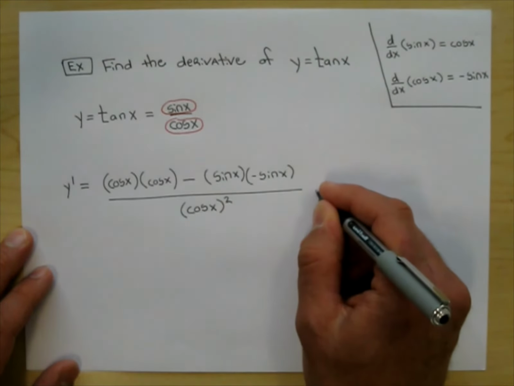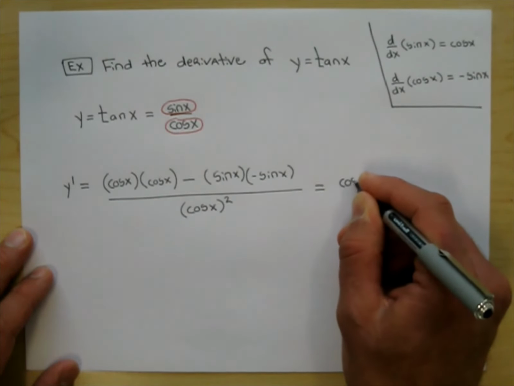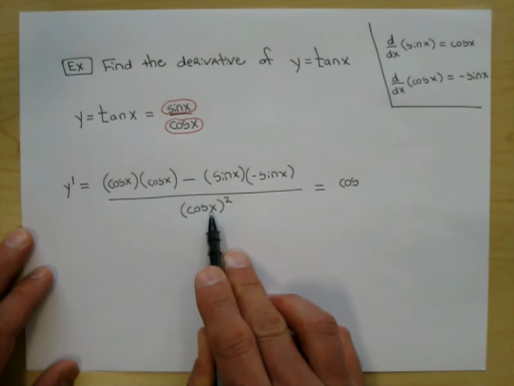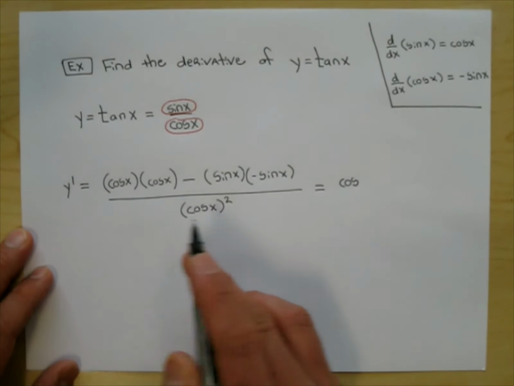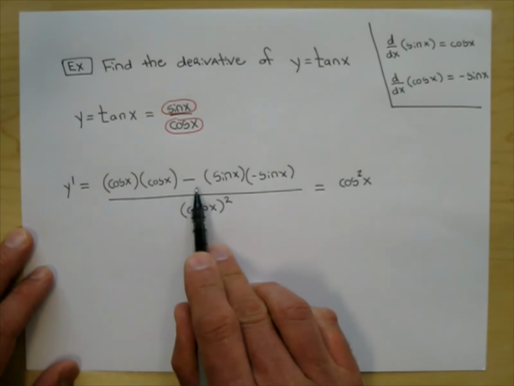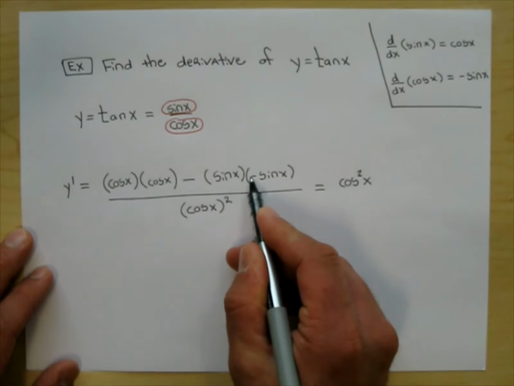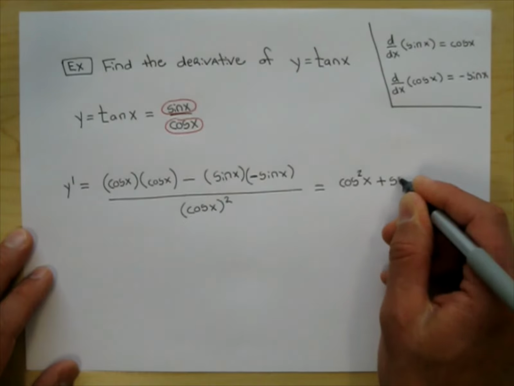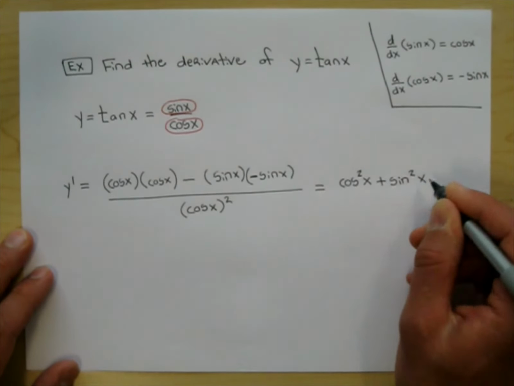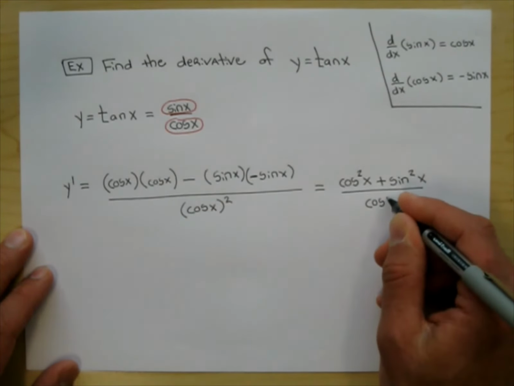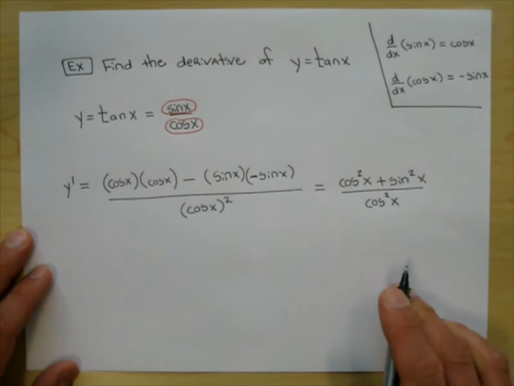Okay, so what do we have on the top? We have cosine squared. Oh, by the way, when you have cosine squared, you can put the squared in between the s and the x as a superscript. And we'll probably do that right here. Cosine squared is cosine squared x. And then we have a negative here and a negative there. That negative's a little smaller, so let me make it bigger. That's going to be a positive. Plus sine squared x. This is all over, on the bottom, cosine squared x.